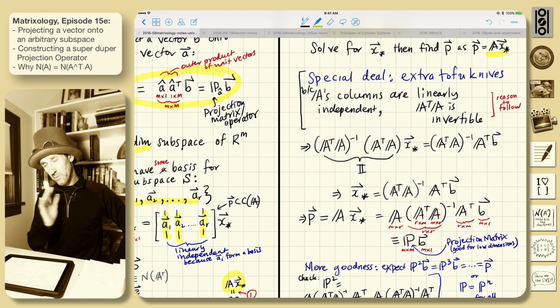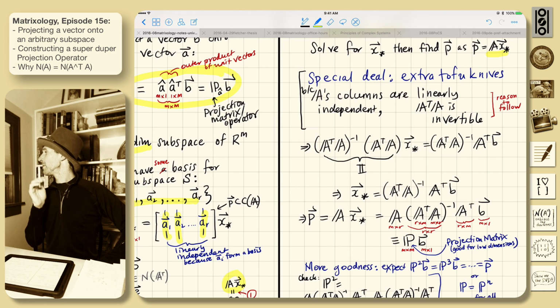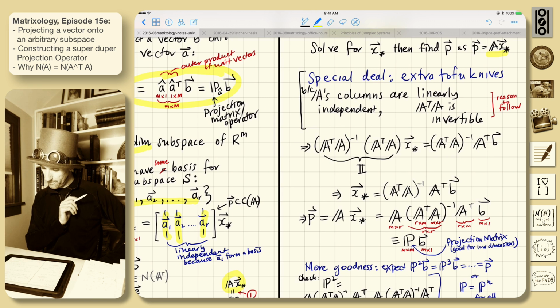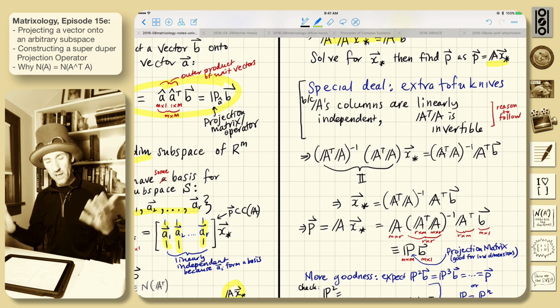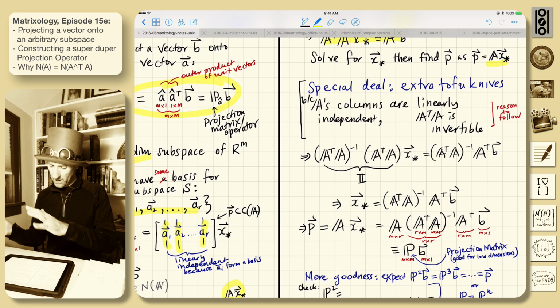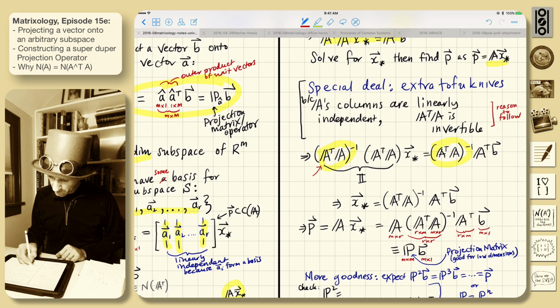So if A's columns are linearly independent, right? They're a basis. You can't make one of these columns out of the others. Another way to say that is the null space of A is 0, right? The only way to combine these vectors linearly to get 0 is to have 0 of each, multiply them all by 0 and add them up. So we can take the normal equation because A transpose A is invertible. The reason is on the next page. Because it's invertible, has an inverse, we're going to pre-multiply both sides by the inverse.